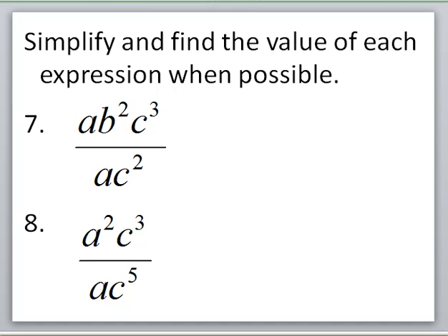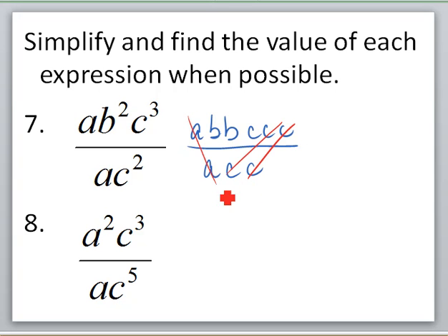Try to put a couple more problems on this video. So this first one says I have an a. I have 2 b's, b times b, and I have c times c times c. On the bottom I have a, and then c times c. The c's cancel, the a's cancel, and I'm left with b squared on the top and a c on the top.